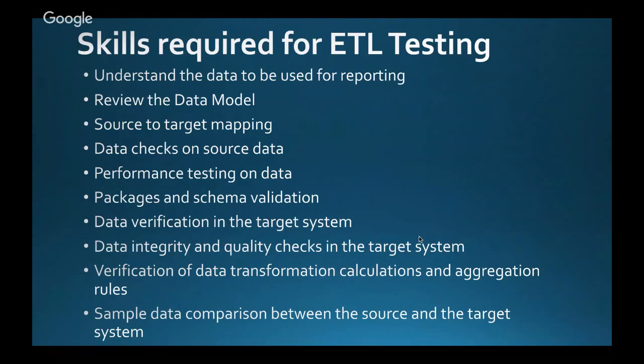Data verification at the target system, data integrity and quality checks in the target system. You should be able to verify the integrity and quality of data in the target system, and verification of data transformation, calculation, and aggregation rules, what kind of aggregation rules and calculations have been used as part of transformation. You should be able to verify it. Sample data comparison between the source and the target system. Whenever you use dummy data or sample data between source and target, you should know, okay, with the dummy data, this is the expected output, and you should be able to play with that sample data so as to be aware that the end-to-end flow is working fine and everything looks okay.